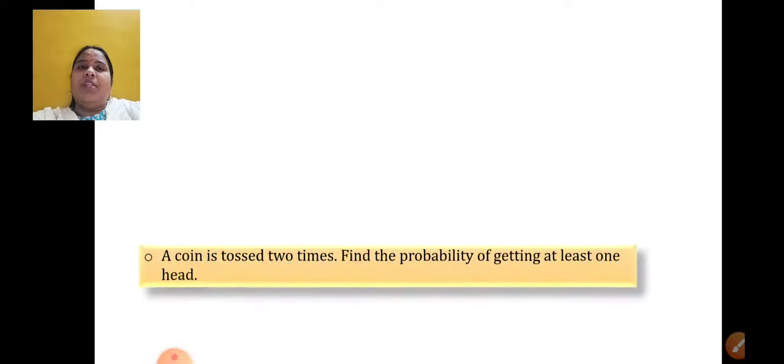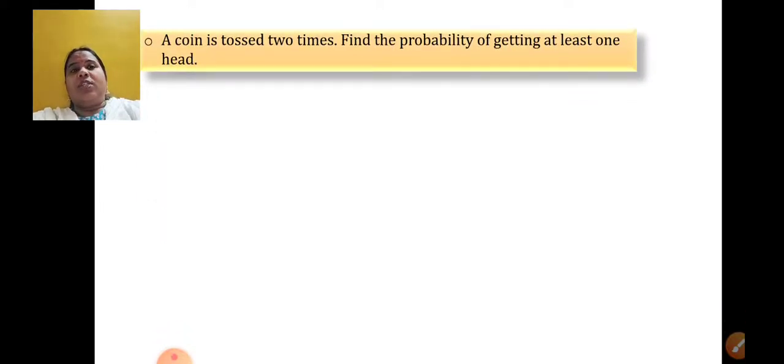The next question is, a coin is tossed 2 times. Now a coin, do not get confused. A coin, it doesn't mean that you have to write the sample space for one coin. Read it further. It is given a coin is tossed 2 times. Yes, so it is the sample space of 2 coins tossed together. Find the probability of getting at least one head. Now I told you at the most and at least. These are the two important types. Let us see this now.